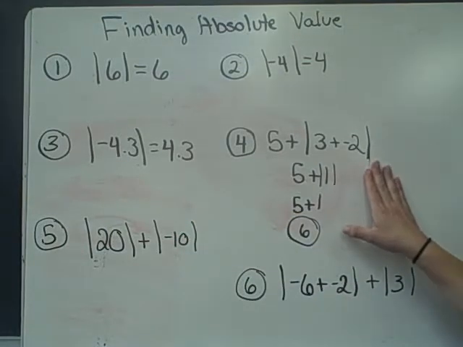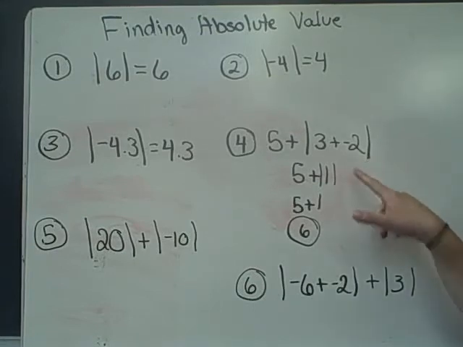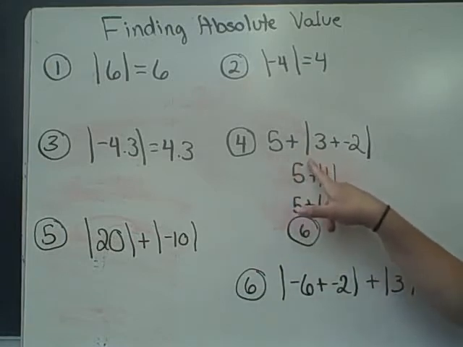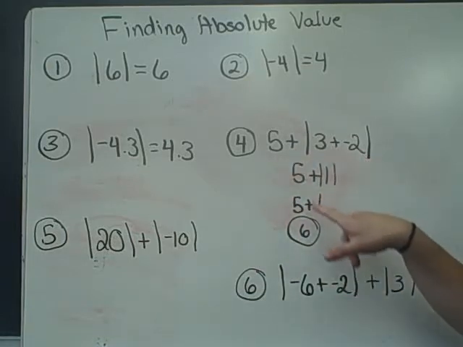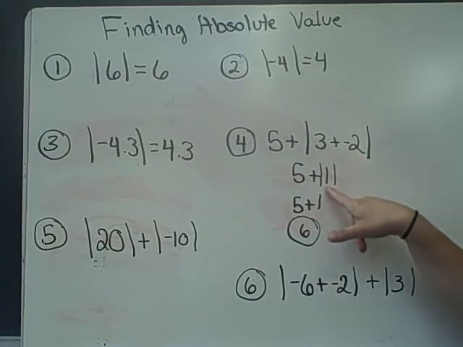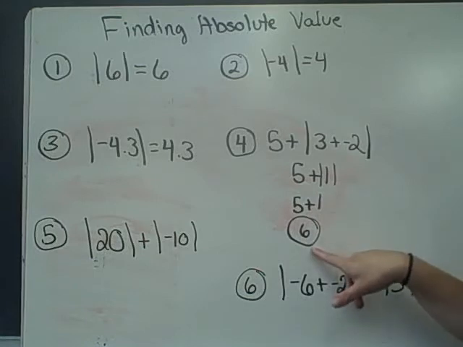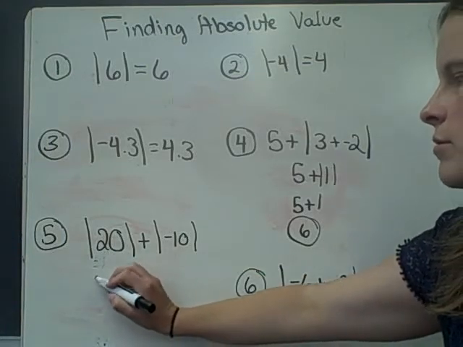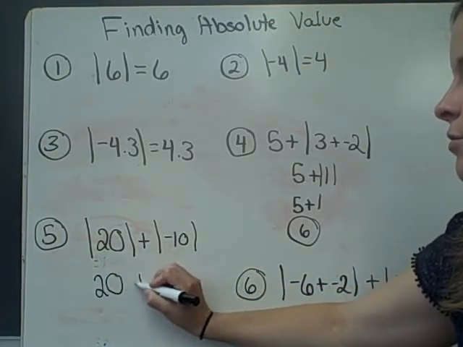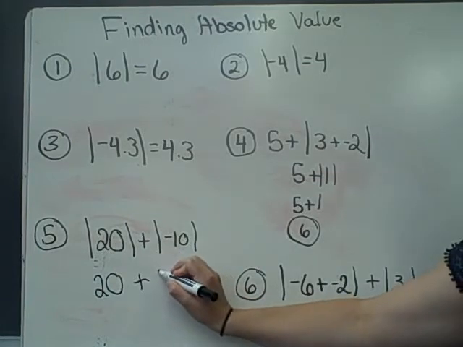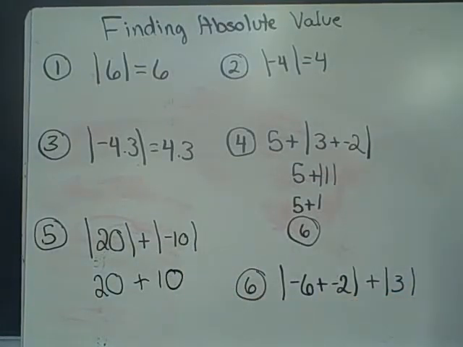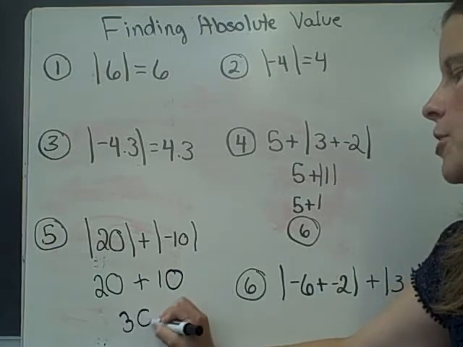Sometimes you're going to have to solve within the absolute value sign before you simplify the entire expression. So we have 5 plus the absolute value of 3 plus a negative 2. So 3 plus a negative 2 is 1. So 5 plus the absolute value of 1 is the same thing as 5 plus 1, which would give me 6. If I'm looking at this next one, the absolute value of 20 is 20, plus the absolute value of negative 10 is 10.